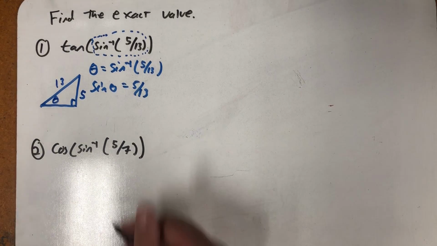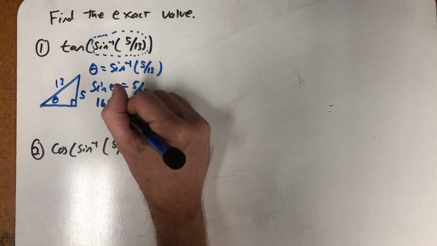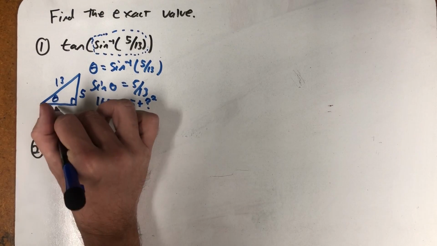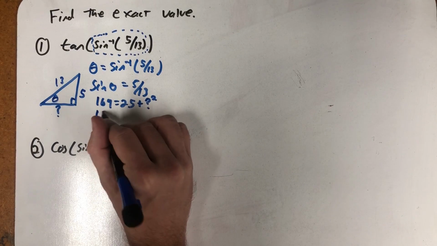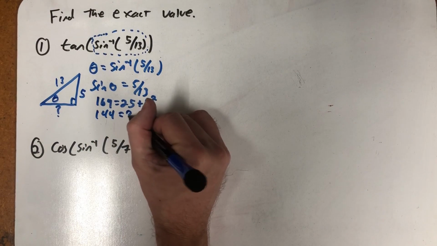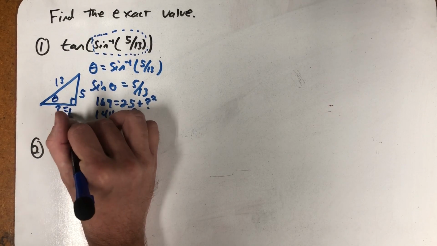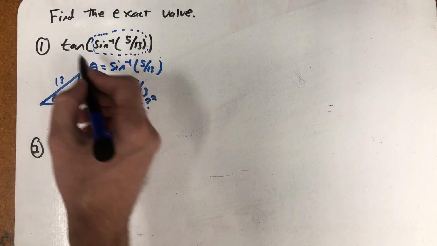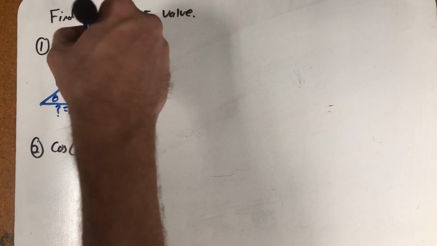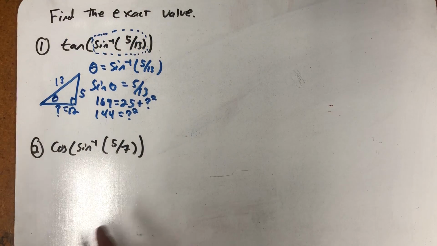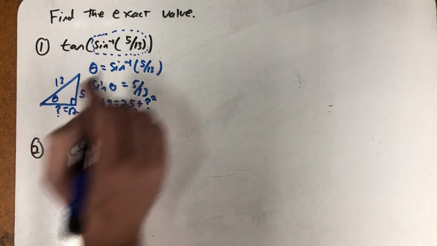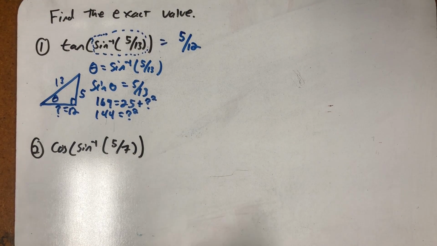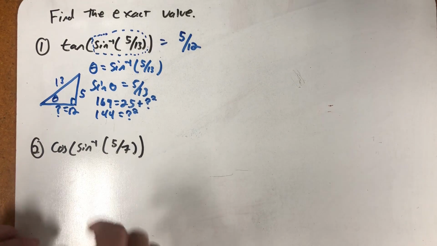Oh, we can find the missing side by using the Pythagorean theorem. 169 is equal to 25 plus a missing side squared. So we do a little subtraction, and I find out that that missing side has to be the square root of 144, or 12. Well, I'm looking for the tangent of that angle, right? This is tangent of sine inverse, which is what I'm calling theta, right? So I'm looking for the tangent of theta. I get the opposite over the adjacent, or 5/12.